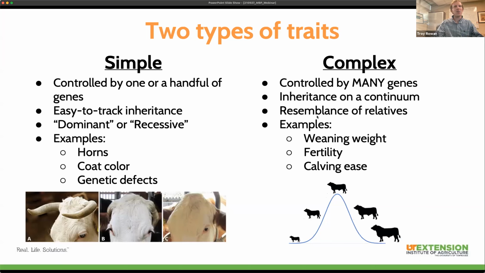But when it comes to cattle, the things that we think about and the things that we're trying to breed into our cattle are overwhelmingly going to be complex traits. So things like weaning weight, fertility, calving ease, carcass traits, feed efficiency, all of these traits that we care about in the beef industry for the most part are going to be complex in nature. So lots of different DNA is playing into the expression of those traits.